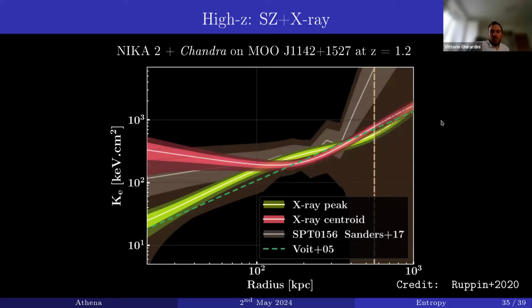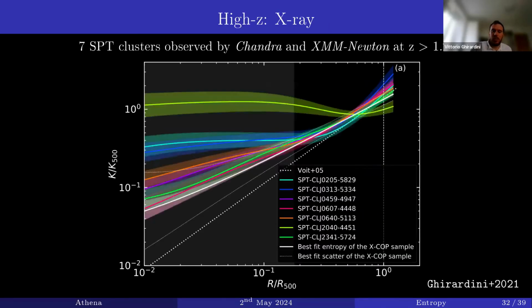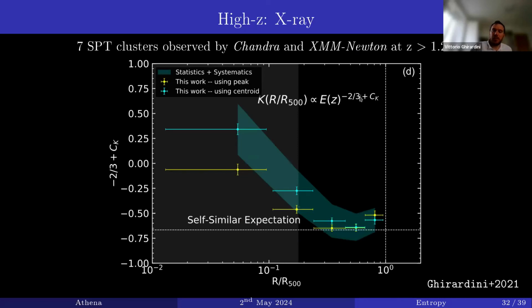So to basically come to a point here, at high redshift we don't have many measurements of entropy profiles beyond R500. And where we have them at R500, they are still all in agreement with the prediction from the self-similar model, so this evolution goes with the scale factor to the minus 2/3.